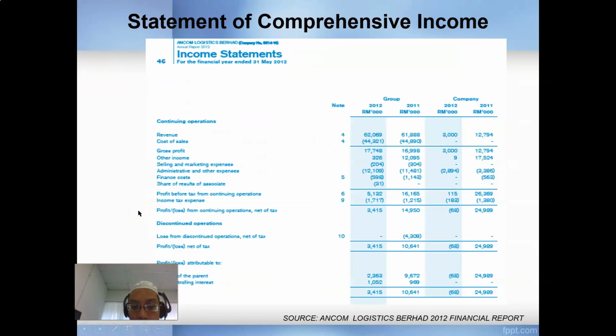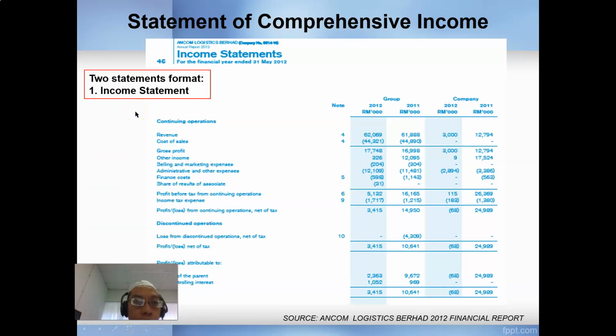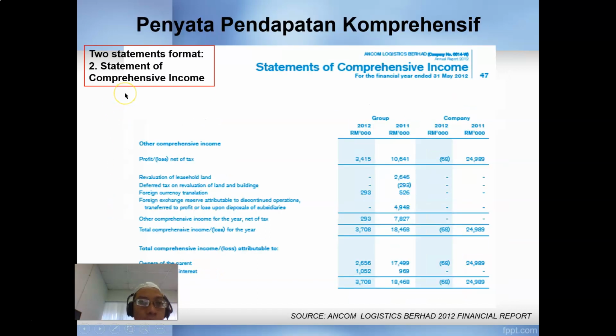Another example is Encom Logistics Berhad. And Encom Logistics Berhad uses the two statement format. So the first part is the income statement. So in the income statement, it shows the revenue and the cost of sales until the profit. And because it's a two statement format, they also have another statement which is called Statement of Comprehensive Income.